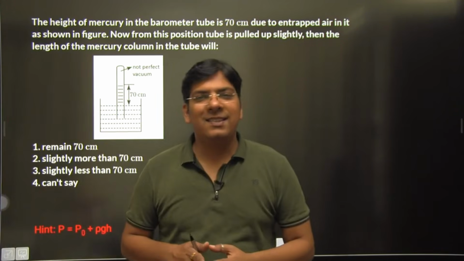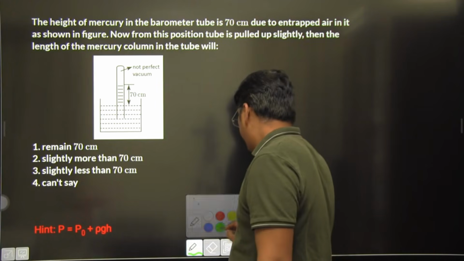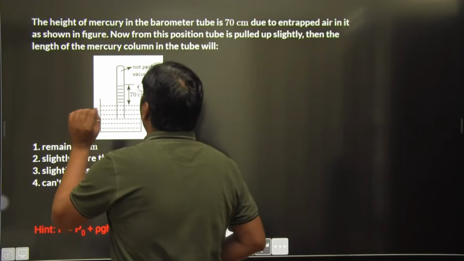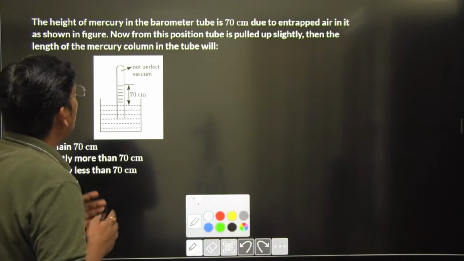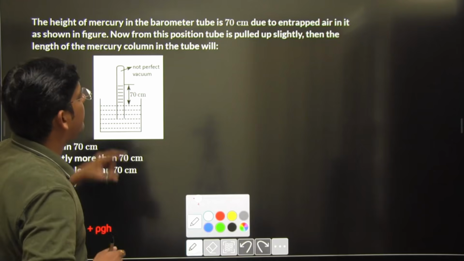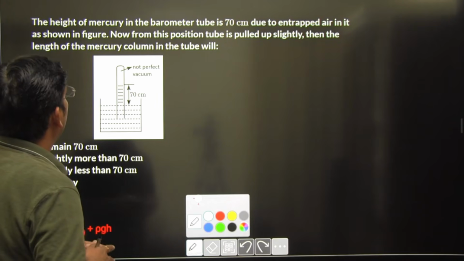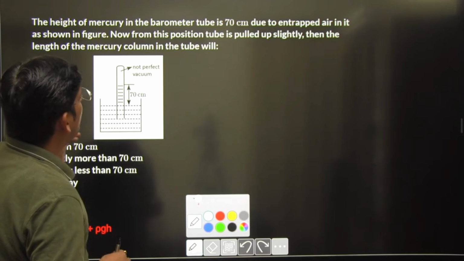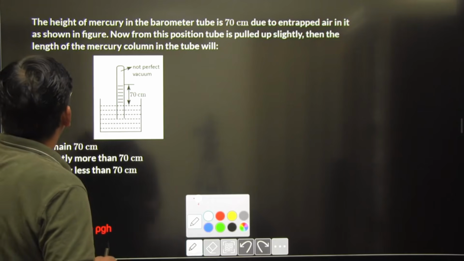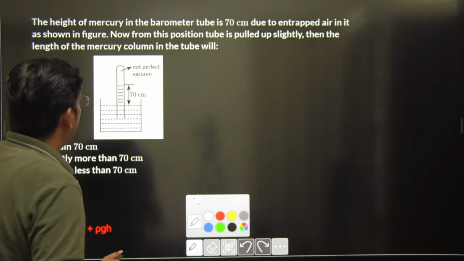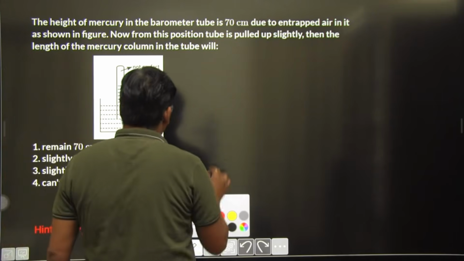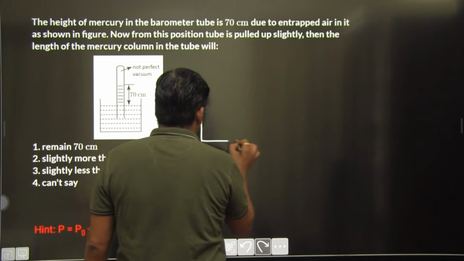Dear students, let us discuss this question now. The height of mercury in the barometer tube is 70 centimeter due to entrapped air in it, as shown in the figure. Now from this position, tube is pulled up slightly, then the length of mercury column in the tube will be. Dear students, this is a very good question. How do we interpret it?